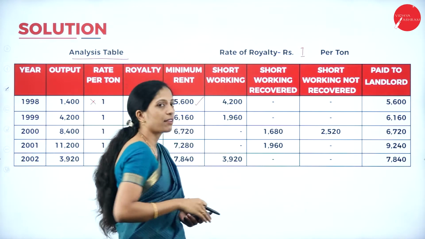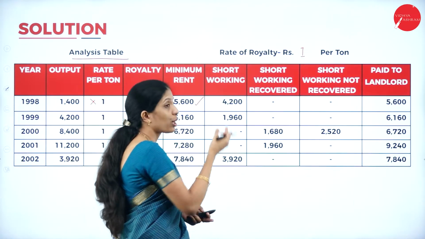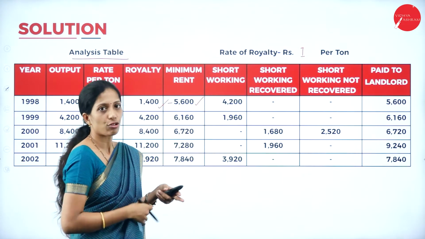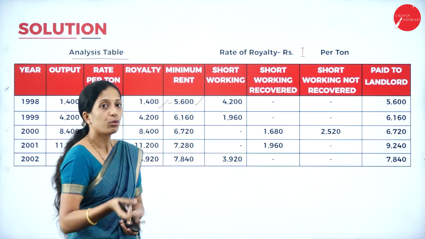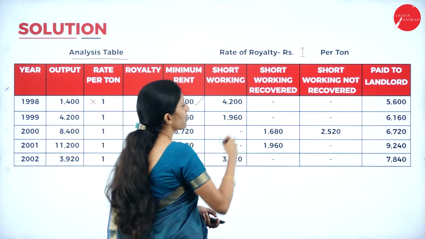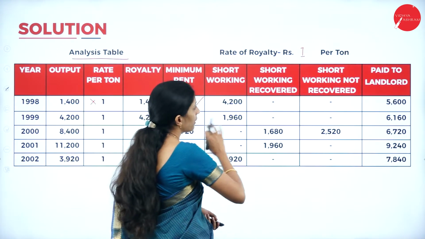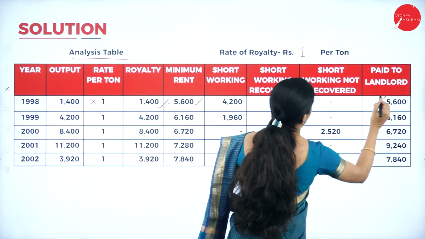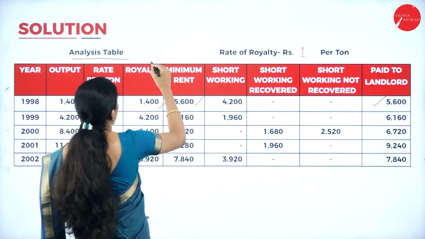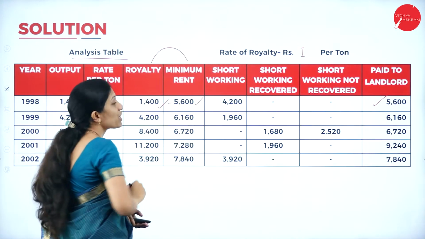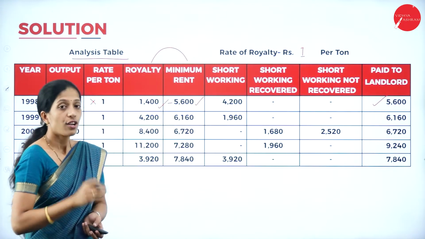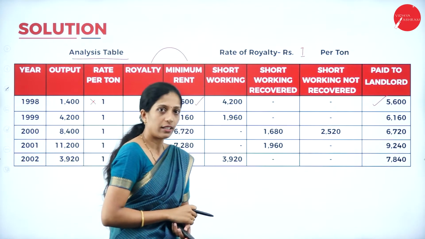And in the first year we could not recover the short workings. Short workings not recovered, because we have 2 more years to recover that short workings. Let us see in those 2 more years whether we can recover the short workings or not. Then we'll transfer to profit and loss account. So in the first year, the amount paid to landlord is how much? 5,600. Why 5,600? You have to compare royalty and minimum rent. Which one is greater? Minimum rent is greater, 5,600. So that amount will be paid to the landlord.